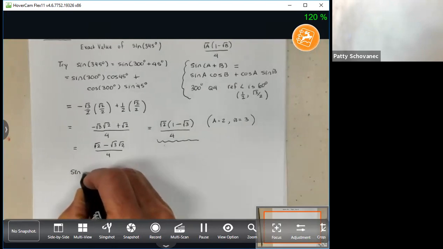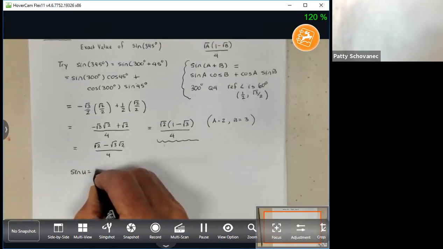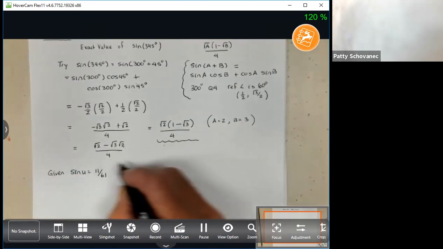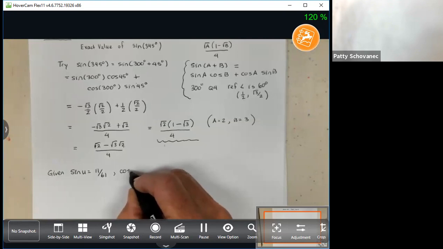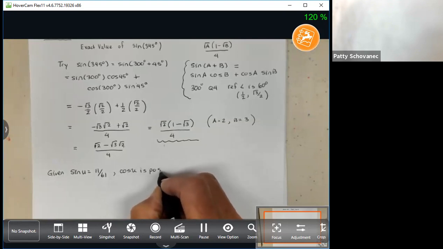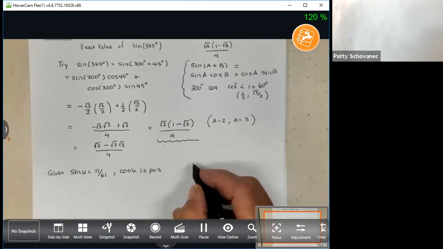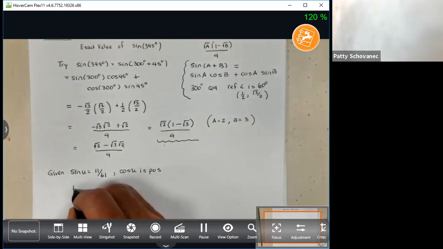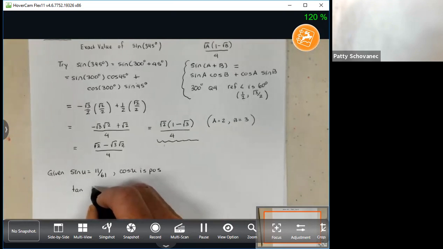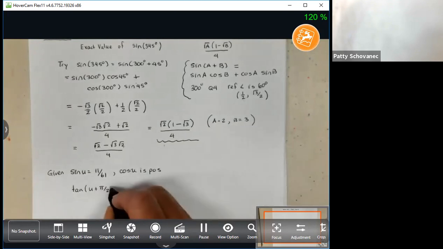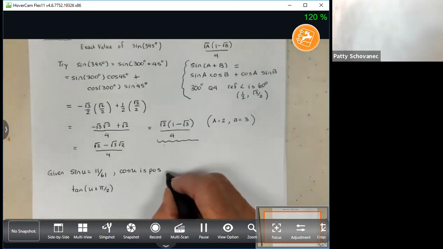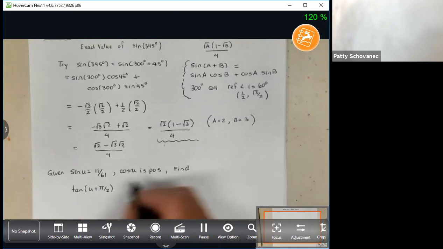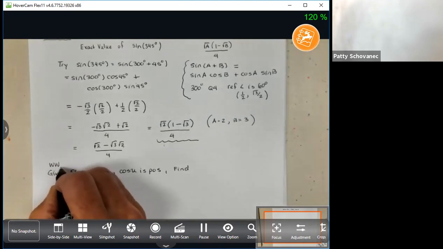Sine of which letter? U. Sine of U is... cosine of U is... Okay, once we use the tangent, tangent of U plus pi over 2. Given that, find the tangent of U plus pi over 2. Do you know what number this one is?